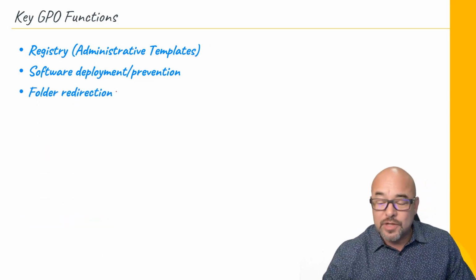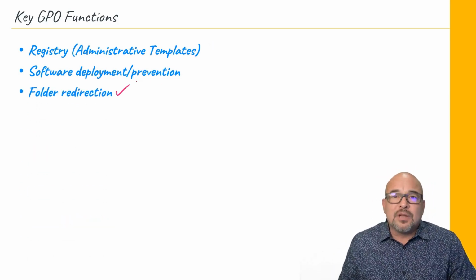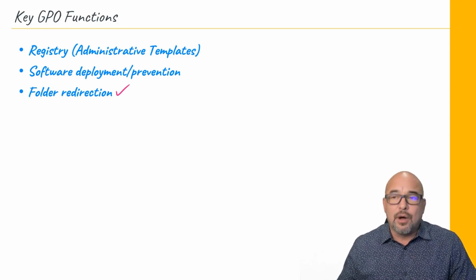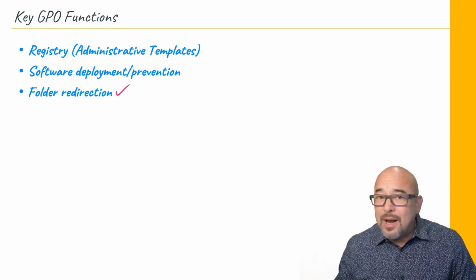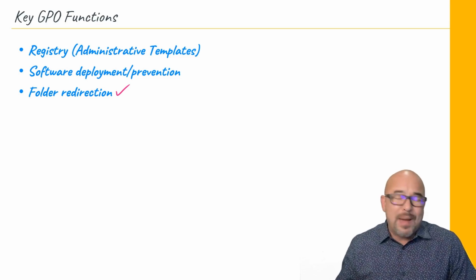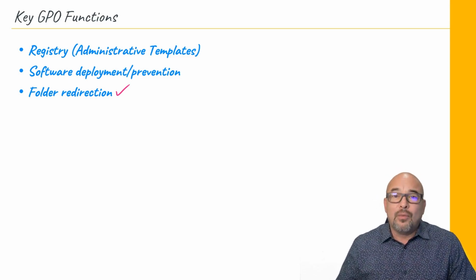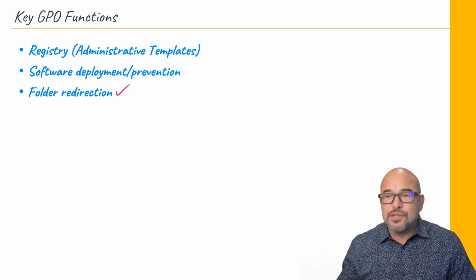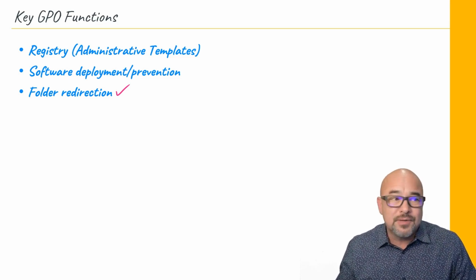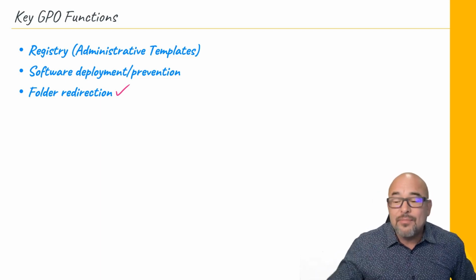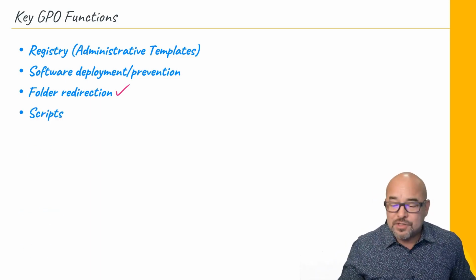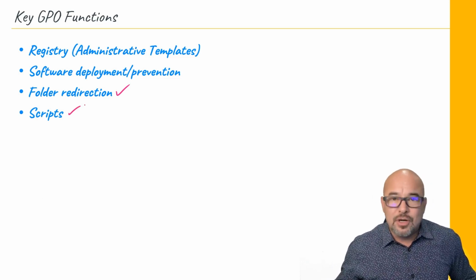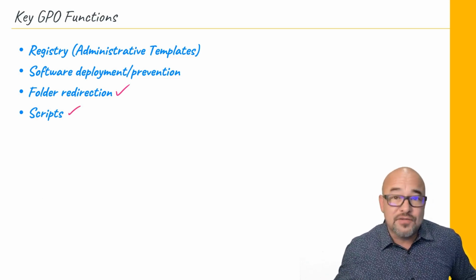Folder redirection is also one that's pretty useful. For example, instead of having people using a local documents folder, or My Documents as it used to be called, we can redirect that to a network share where we have centralized backup, centralized virus scan, and we're able to manage that data in one location instead of on thousands of separate desktop computers. So folder redirection can be very useful for that. Also, we can redirect things like profiles to a central location. Scripts, as I mentioned earlier: startup scripts, shutdown scripts, log on scripts, log off scripts.